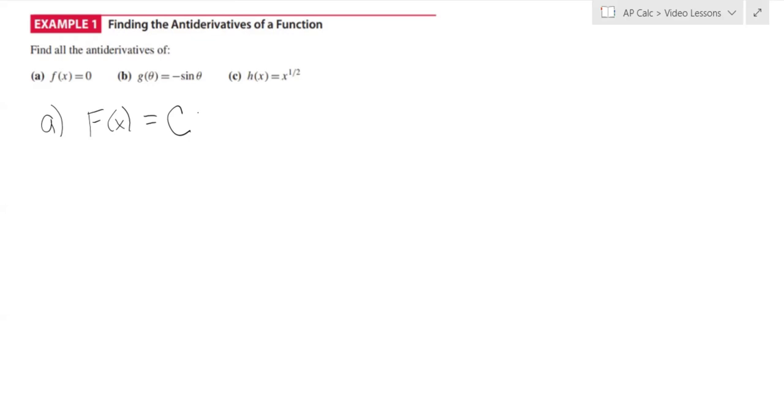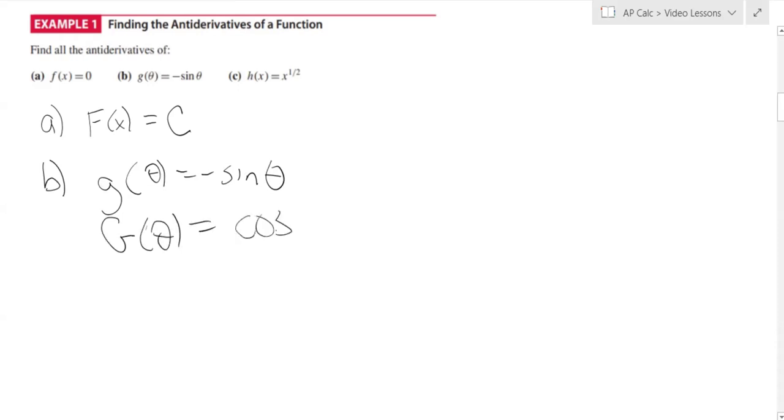For B, if you have g of theta equals negative sine theta, you just think, whose derivative is negative sine? Well, capital G would be cosine theta plus capital C, because the derivative of cosine is negative sine. And as long as you add any constant to cosine theta, the derivative of that constant will go to 0, and then the derivative ends up being just g.